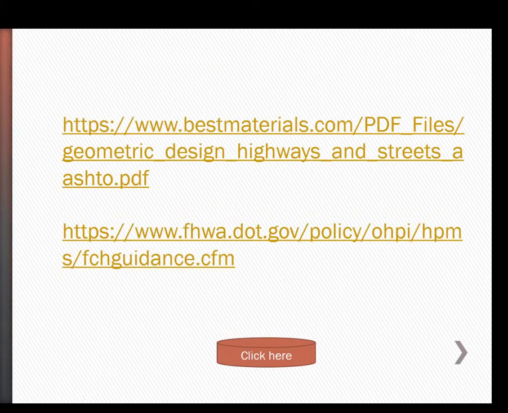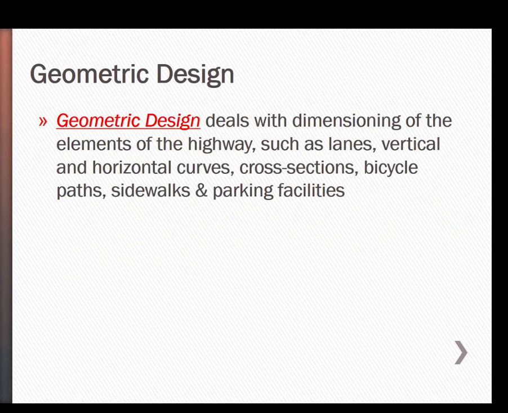So this is the PDF. This is the website for the AASHTO PDF that I just showed you, and this is the resource for this lecture. As you know, in geometric design we deal with dimensioning and designing the elements of the highway: number of lanes, vertical and horizontal curves, cross sections, any kind of furniture related to this highway.